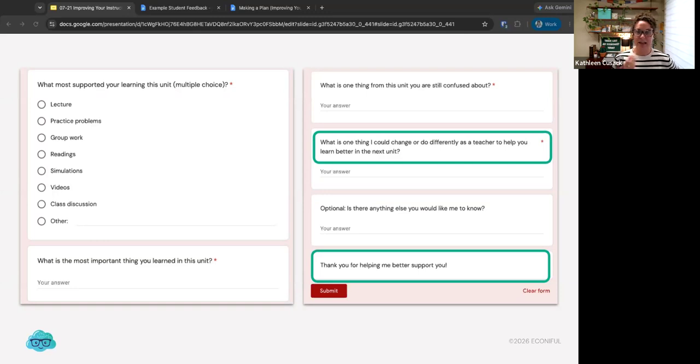So that covers some of those collection phase tips. Let's shift into what do we do when we get all this data back?